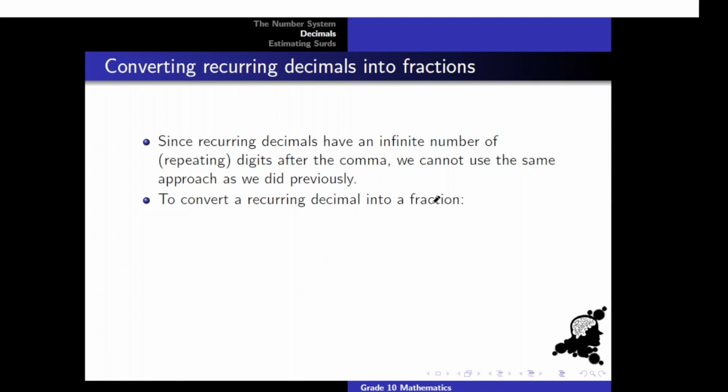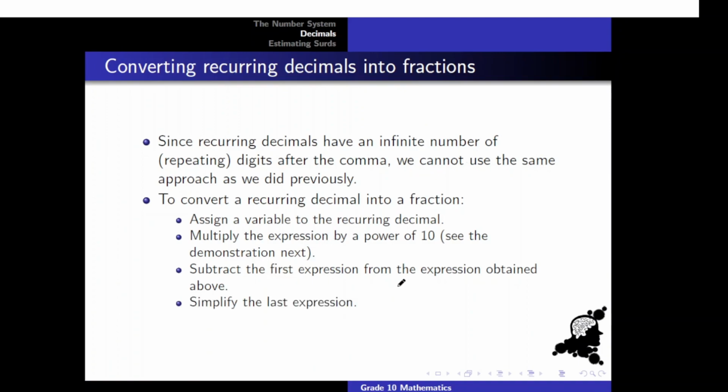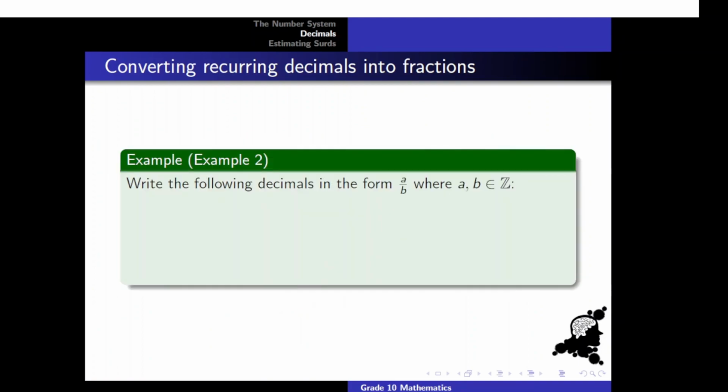To convert a recurring decimal into a fraction, we need to assign a variable to that recurring decimal. So let's say I have something like 0,6 recurring. I could say, let me make this x. I need to multiply the expression by a power of 10. Now you'll see what I mean in the next set of examples. We subtract the first expression from the second expression. We simplify the last expression. So let's have a look at this.